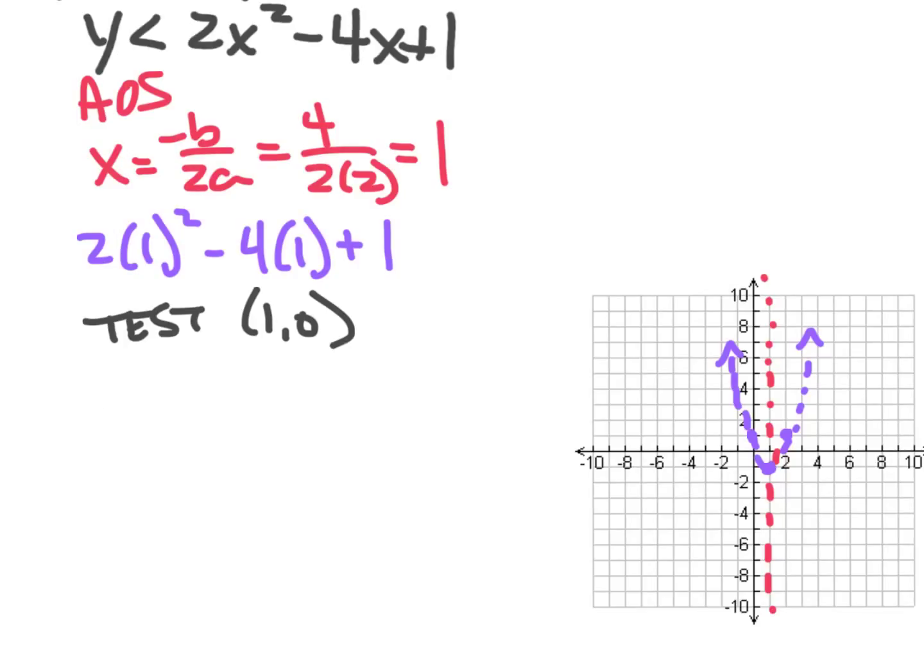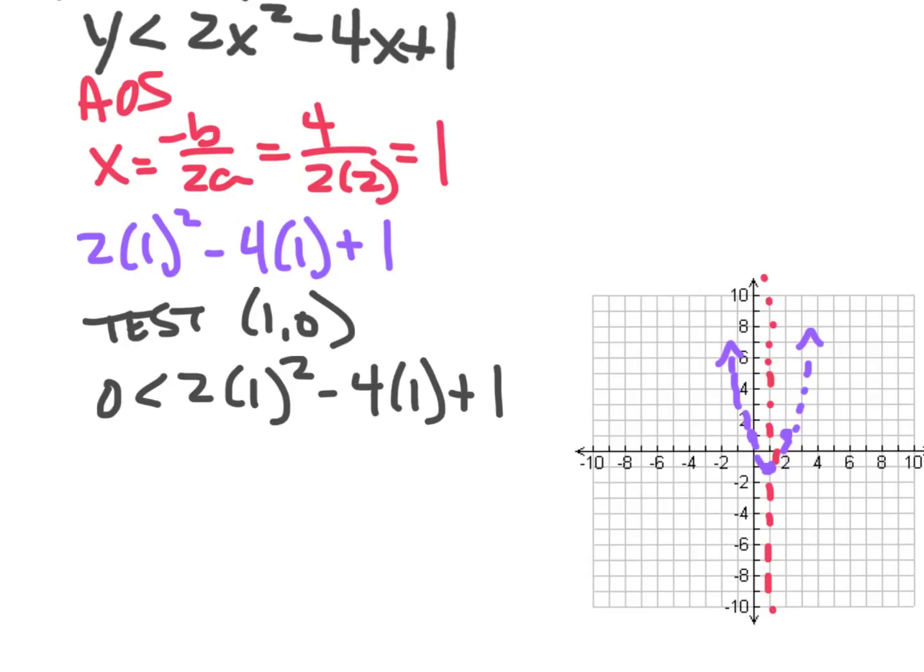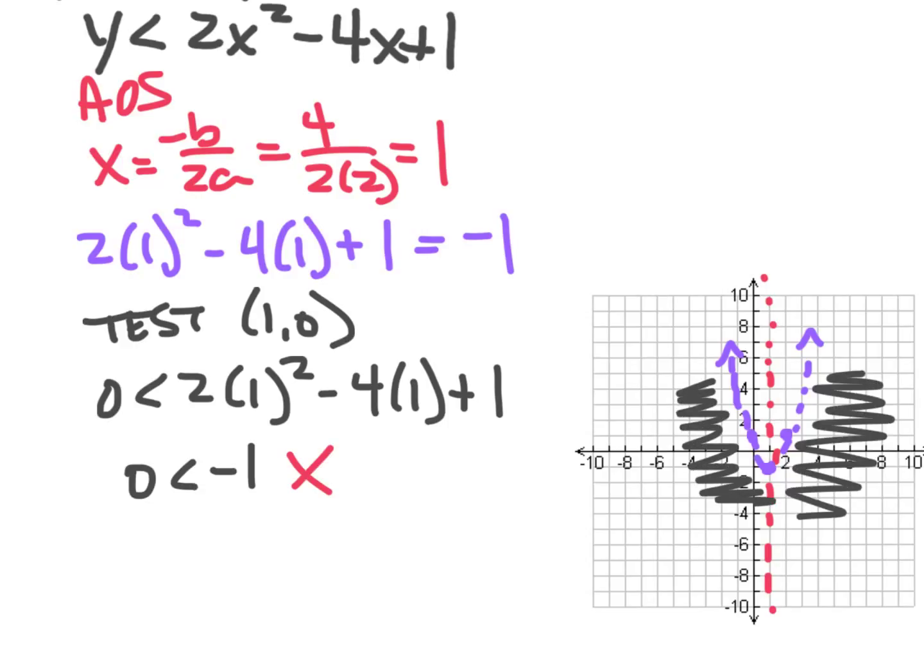So, is 0 less than 2 times 1 squared minus 4 times 1 plus 1? Even though I didn't write it down, we already saw that that's equal to negative 1. So is 0 less than negative 1? No, it's not. So I have to shade outside the parabola. This whole space outside the parabola would be shaded.